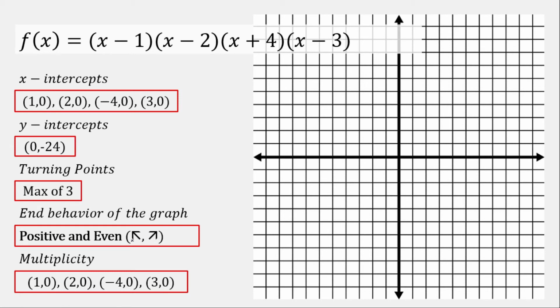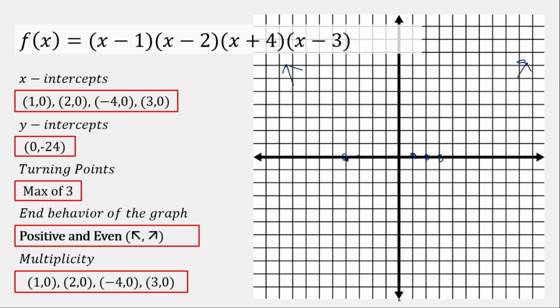So let's try to plot it: 1, 0, 2, 0, negative 4, 1, 2, 3, 4, negative 1, 2, 3, 4, negative 4, 0, and 3, 0. Then we have this end behavior. Now, the problem is y is 0, negative 24. Our graph will be lessened.